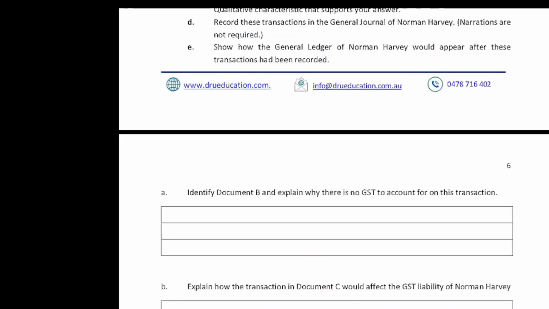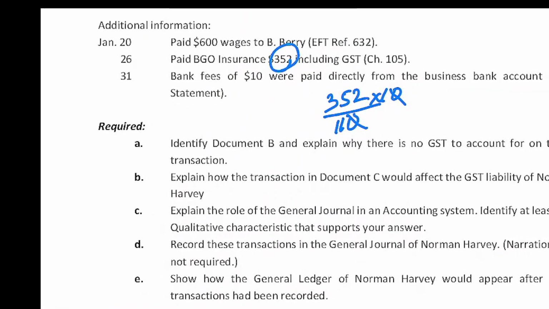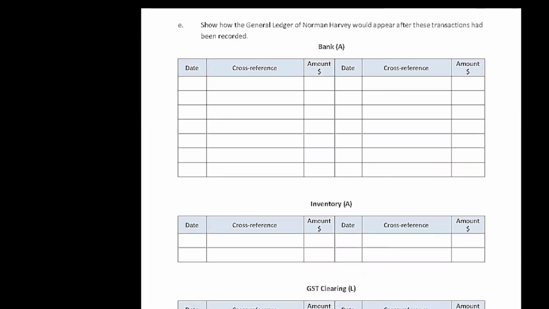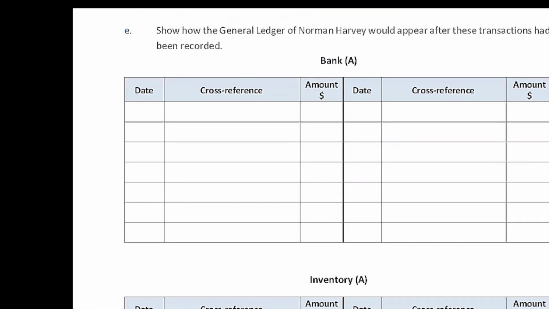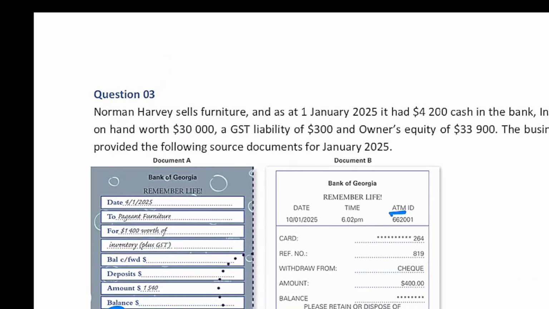Any question, guys? Right. So then part E is saying, okay, we have to do the general ledger as well. Are you guys okay with the general ledger? Shall we do it quickly? Oh, you guys are okay. If you are okay, I'm not going to do it. Okay? Right. Do the general ledger now. I'll give you 2 minutes.